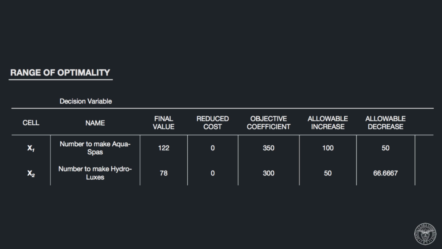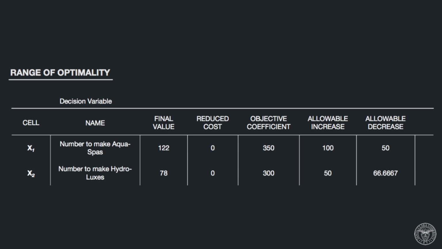Similarly, we have current coefficient for x2 is 300, and the allowable increase for x2 will be 50. The allowable decrease for x2 will be 60.67. And together, the range of allowable increase and allowable decrease will be the range of optimality. Similarly, for x1, the allowable increase and allowable decrease from 300 to 450 will be the range of optimality for x1.